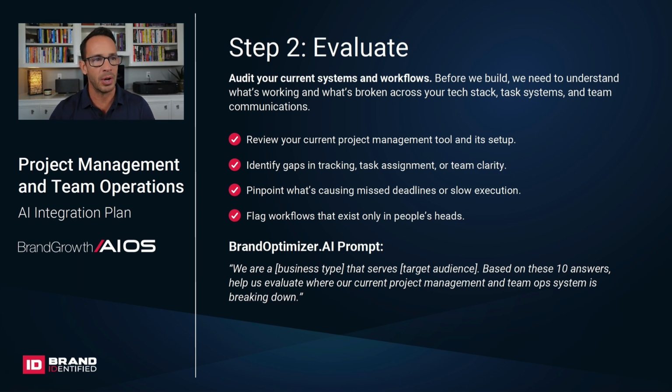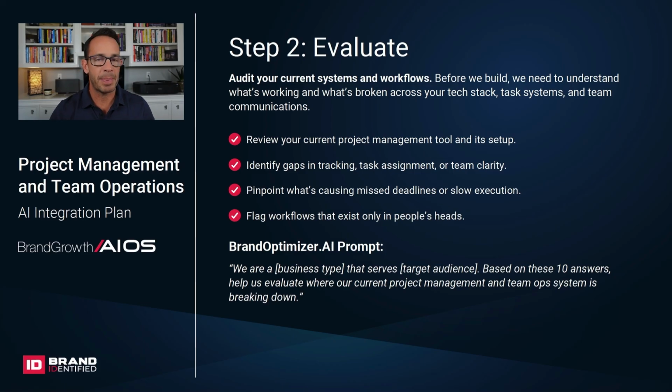So moving on here to step number 2, that is to evaluate, and that is audit your current systems and your workflows. So before we build, we need to understand what's working and what's broken across your tech stack, your task systems, and your team communications. So first off, review your current project management tool and its setup, identify gaps in your tracking, your task assignment, or your team clarity, and then pinpoint what's causing missed deadlines or slowing down your execution, and then also flag any workflows that exist only in people's heads.